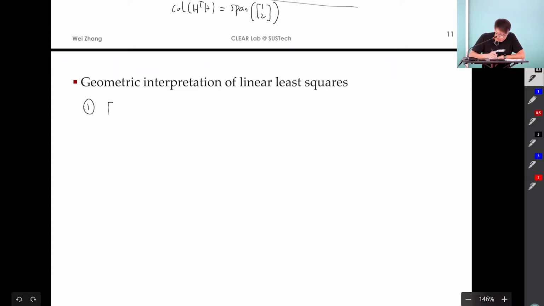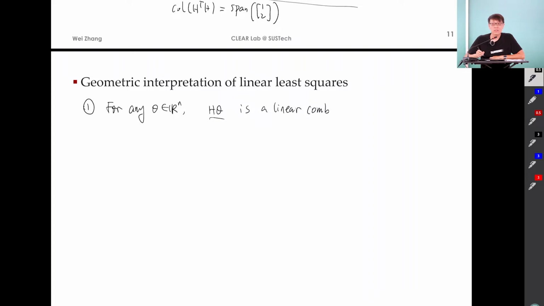Okay, for any theta belonging to Rn, let's think about this. So, Yuntian, what do you think about H times theta? It is the linear combination of the columns of H. Excellent. Whenever you see matrix vector multiplication, think about it as linear combination of columns of A.